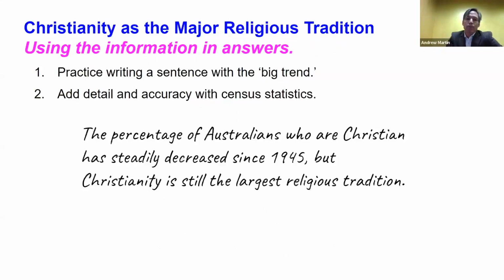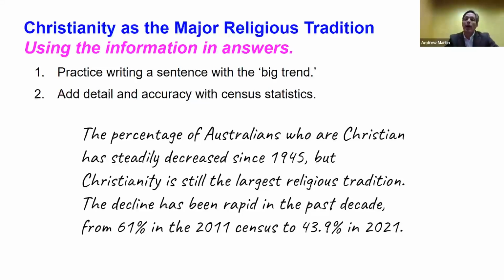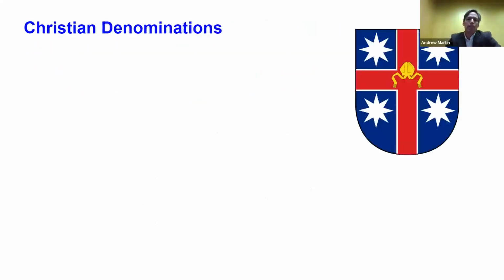Again, another example, same but different. So same first sentence, same big trend. The percentage of Australians who are Christian has steadily decreased since 1945. The decline has been rapid in the past decade, from 61% in 2011 to 43.9% in 2021. If you write about 3 of those, you'll find that suddenly you've absolutely remembered 43.9%. So that's not going to leave you. 2021, 43.9% Christian, and that's going to be information which you'll need for your exam.